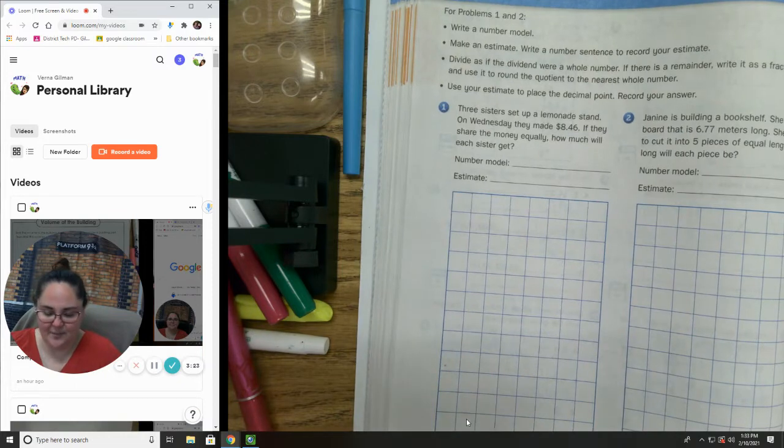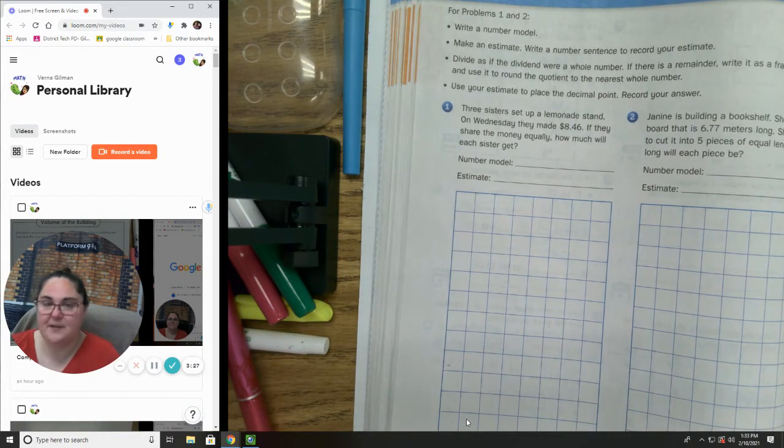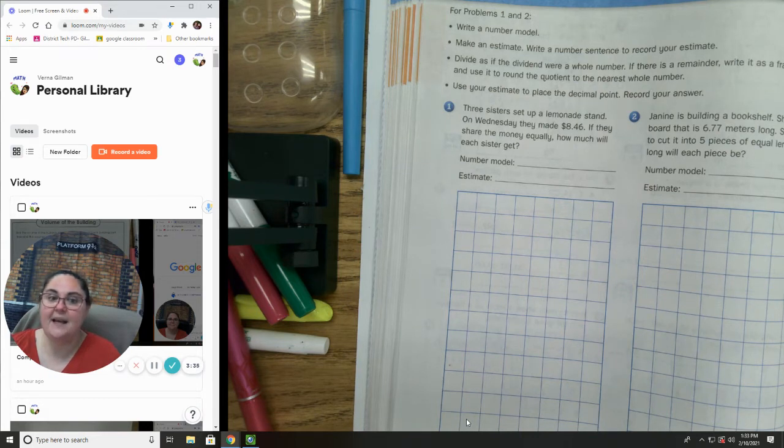All right, let's look at number 1. 3 sisters set up a lemonade stand. On Wednesday, they made $8.46. If they share money equally, how much will each sister get?